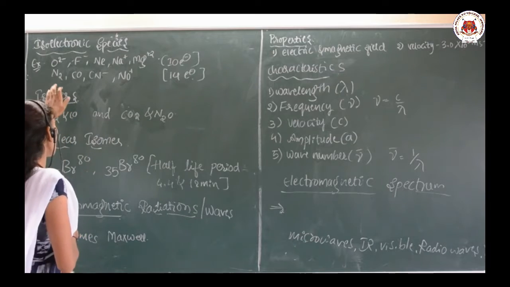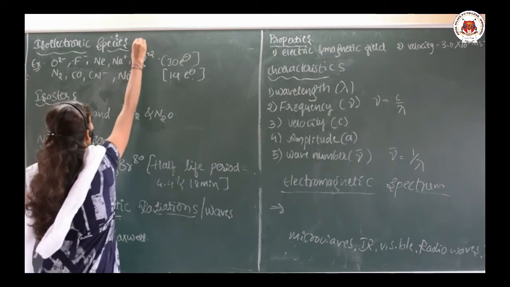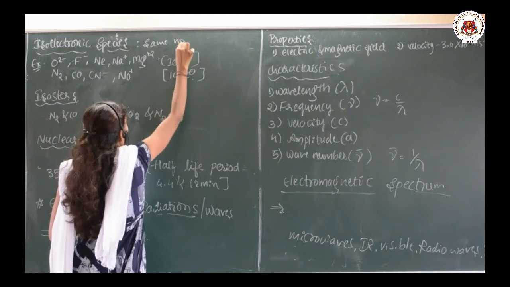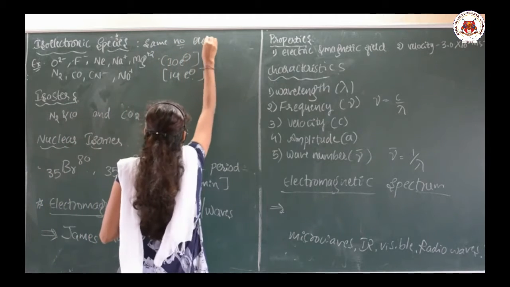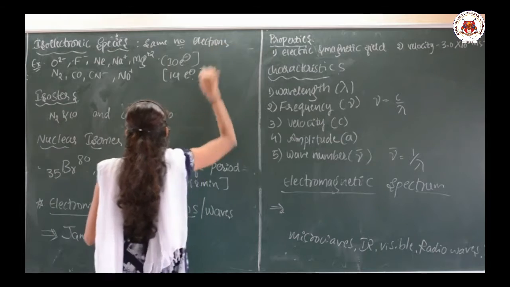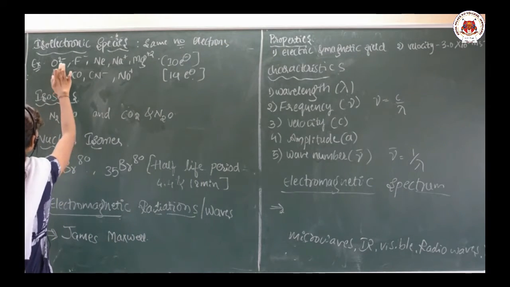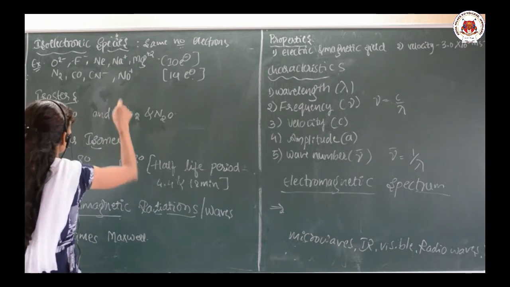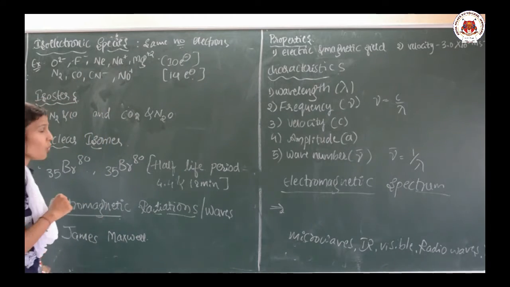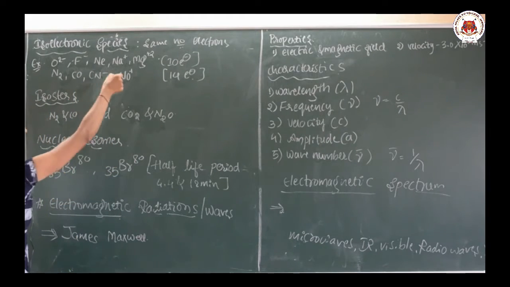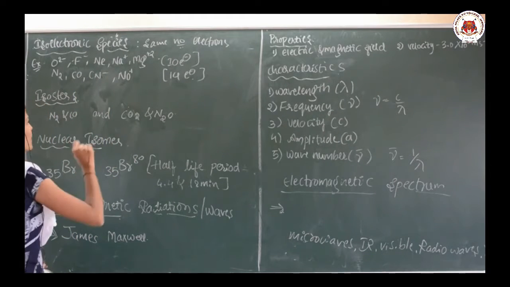Let us go for an example. In the case of these species, the same number of electrons will be there. Examples: O2 minus, F minus, Ne, Na plus, Mg plus 2. All of these consist of 10 electrons. If you calculate, all of these have 10 electrons.